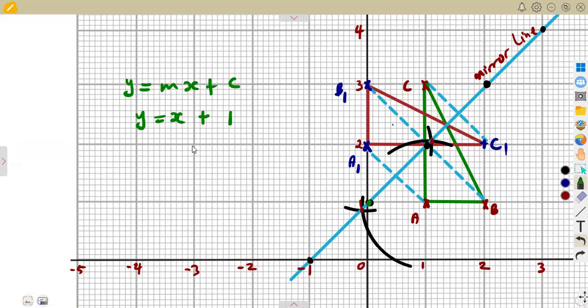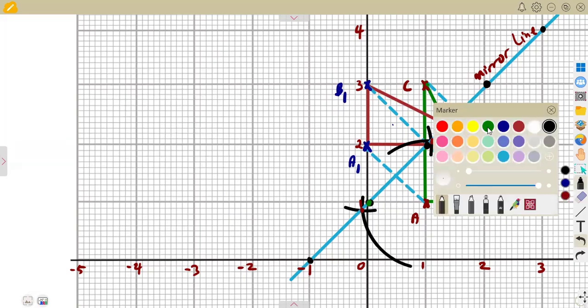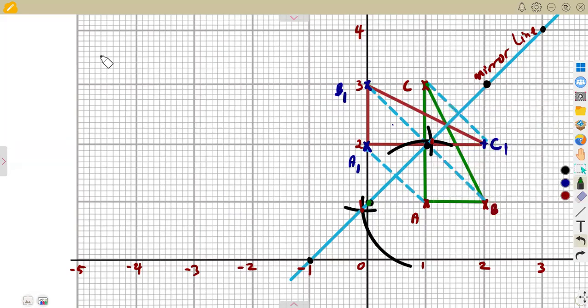If you know this, just write your answer direct. There's no need for you to determine the gradient. But if you do not understand this, that's where you have to consider your points. In order for you to have the equation, you need the gradient, so you're going to take any 2 points along the line.